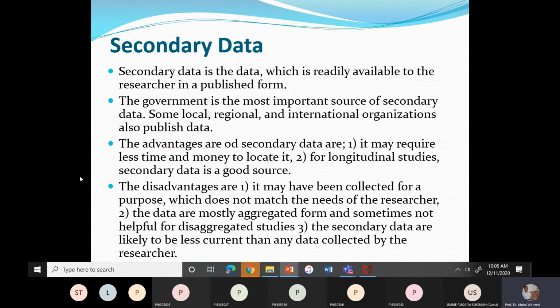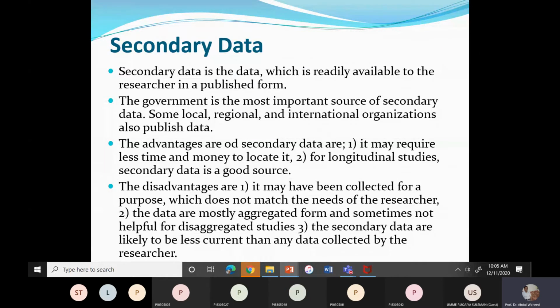And the advantages of secondary data are that it may require less time and less money to locate because it is readily available. So we can immediately get such data, and also in some cases we don't have to pay. Most of the secondary data are available free of cost. Okay, in some cases they charge for the use of the secondary data, but in most cases it is available free of cost.